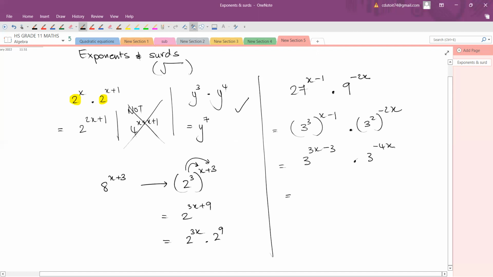Now you can add those exponents if you want to. That is 3 to the power of minus x minus 3. Happy? You understand that? Yeah. And now you can split it up if you want to. That's 3 to the power of minus x times 3 to the power of minus 3.